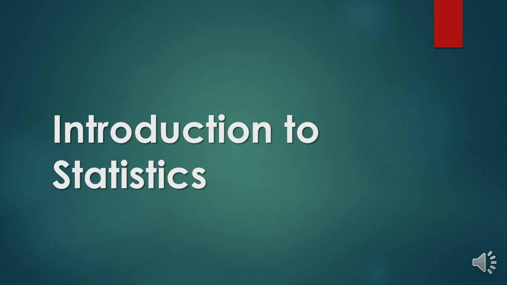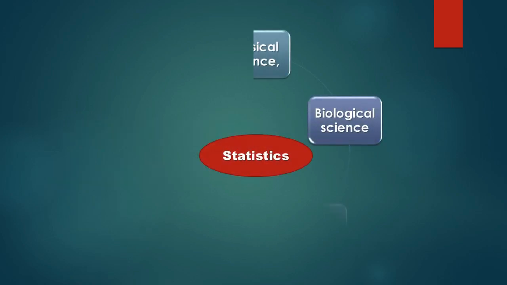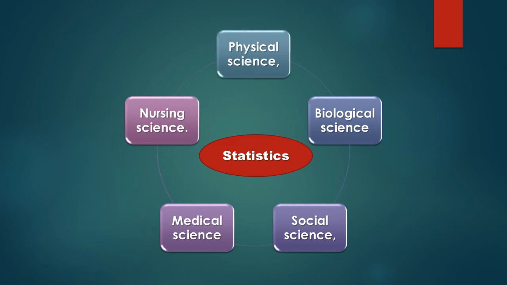Today we are going to discuss statistics. Statistics is a branch of applied mathematics with roots in a part of mathematics called probability theory, and it is fundamental to all observational sciences like physical science, biological science, social science, medical science, and nursing science. Statistics is a main partner where our observations are made, recorded in numerical form, and analyzed for the purpose of reaching scientific conclusions or judgments.